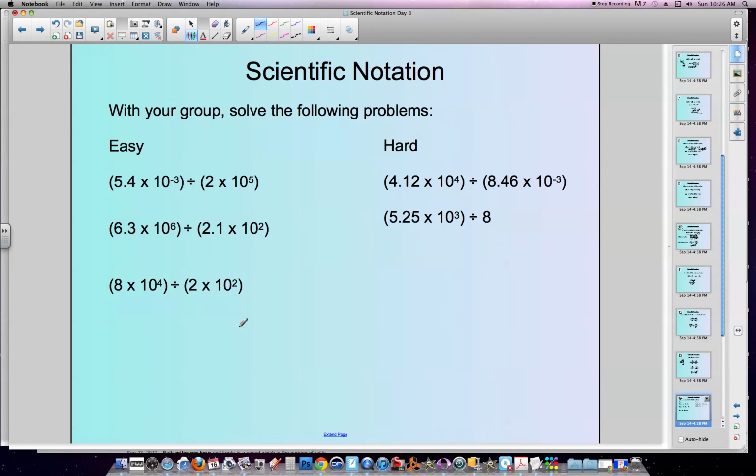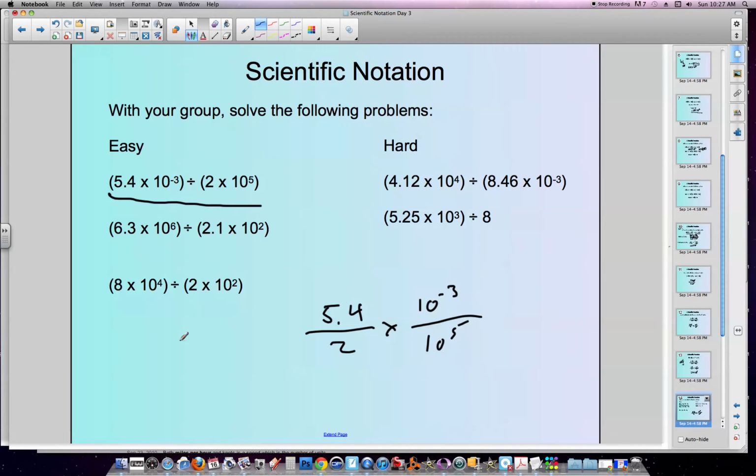So I'd give you a couple more problems to work through yourself. And you know what, I'll go ahead and do this top one because it's got a negative exponent. That can be kind of scary. So rewrite it as a fraction and separate them. We wind up with 5.4 over 2 times 10 to the negative 3 over 10 to the 5th.